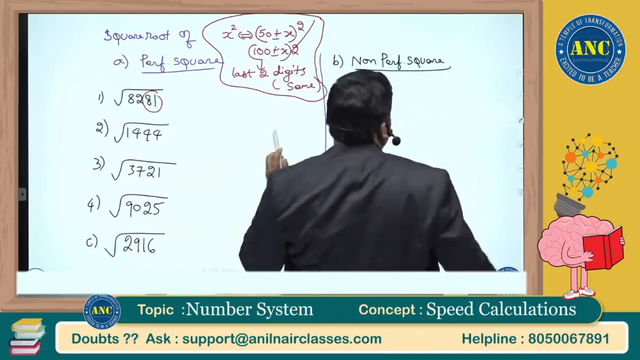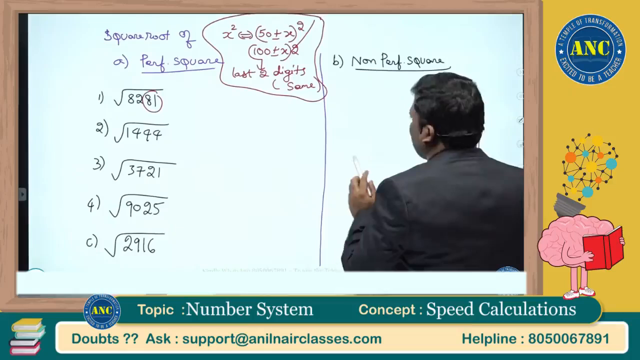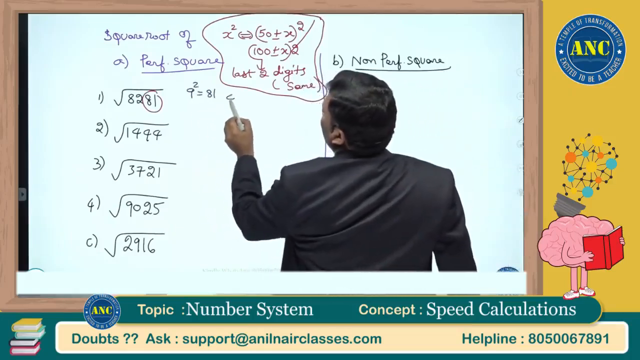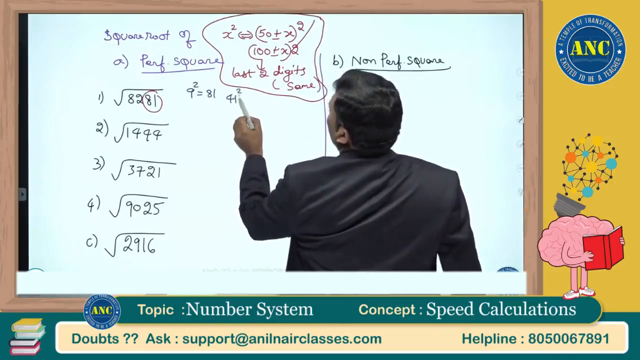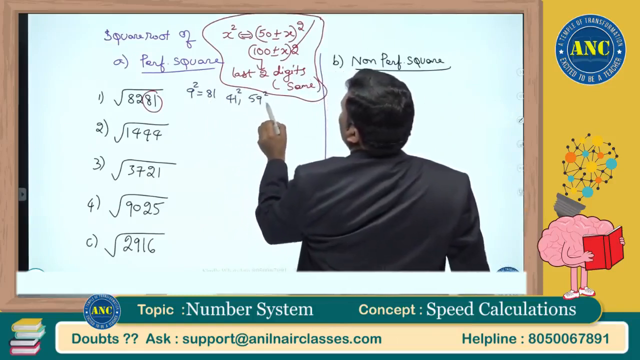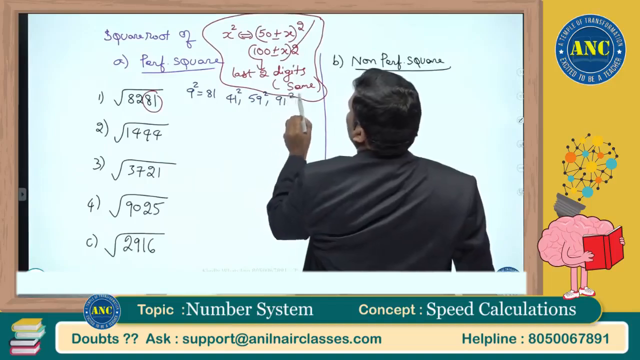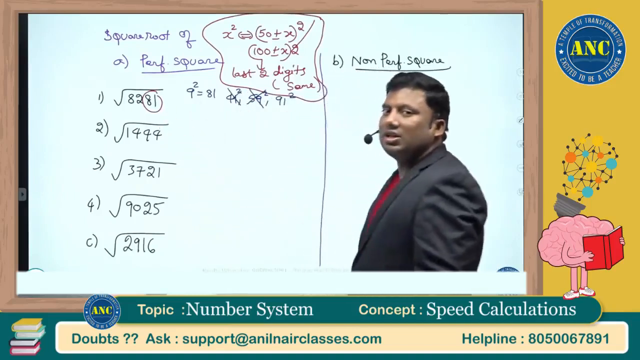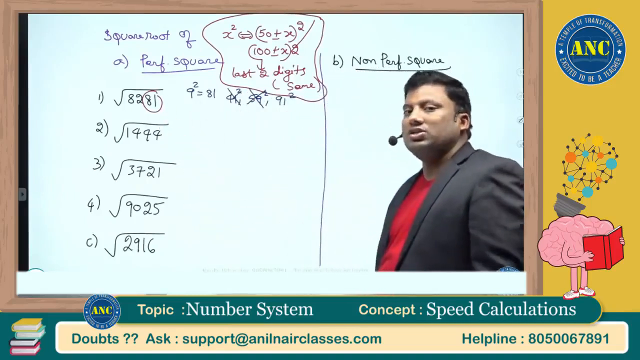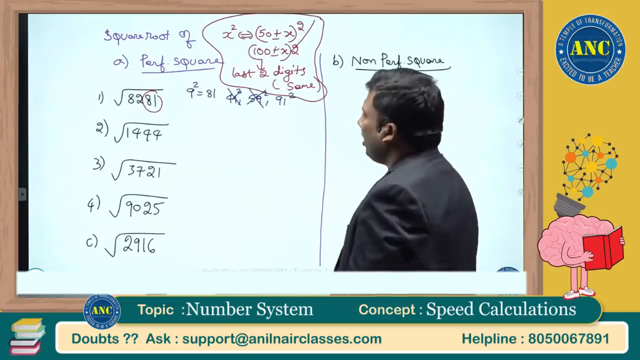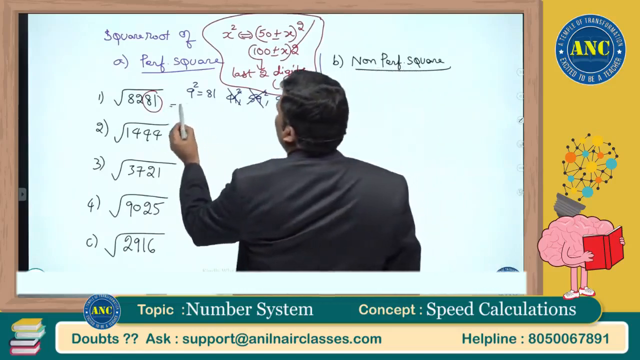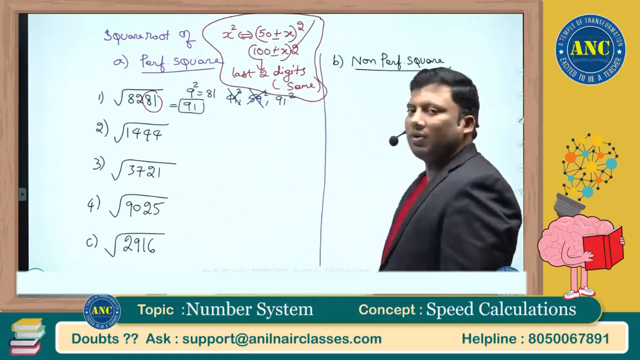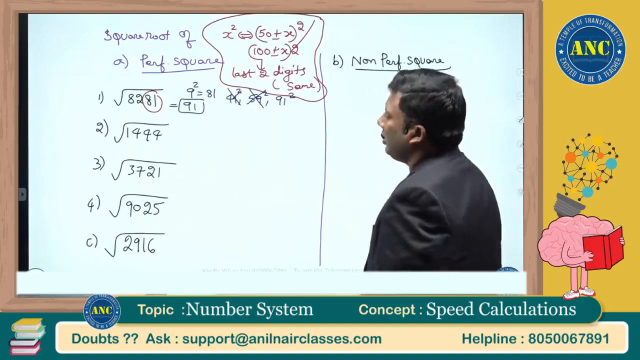8281. One by one, each problem I will solve. 9 squared is 81. What are the other numbers? 50 minus 9, 50 plus 9, 100 minus 9, which is 91 squared. 91 squared is greater than 90 squared, so this cannot be, because it is in the range of 8000. So the only probable answer is 91. First question, I hope it is clear.